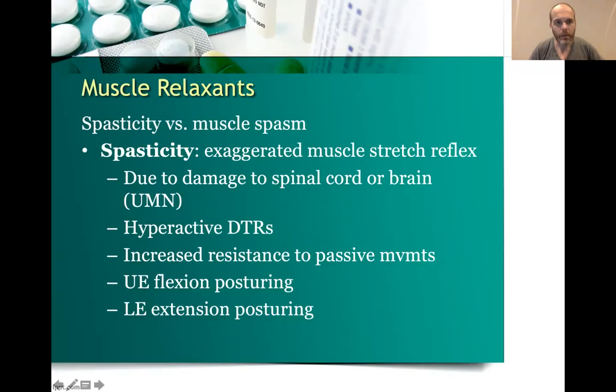Okay, next. So you all remember what spasticity is. It's due to damage to the spinal cord or the brain, and it's always an upper motor neuron lesion. So you're going to have exaggerated muscle stretch reflex, exaggerated DTRs. You're going to have unwanted movements like dystonia. You're going to have increased resistance to passive movement. So if you go to stretch them, there's going to be resistance there in the muscle.